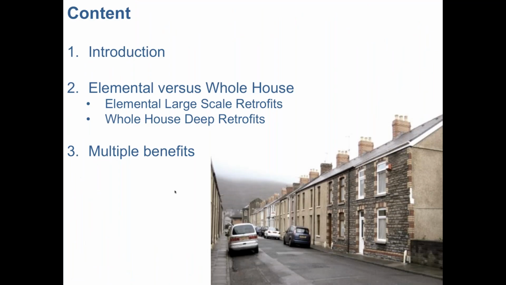So what I'm going to talk about, I'm just going to make some introduction about why retrofit is important. I'm going to focus on elemental versus whole house retrofits. Elemental being large-scale programs of 1 or 2 or maybe 3 measures, really aimed at scaling up. But whole house is more involved with a package of measures, multiple measures, appropriate to the house type, so very much designed around each house. And at the end, I'll talk about the multiple benefits of retrofit.